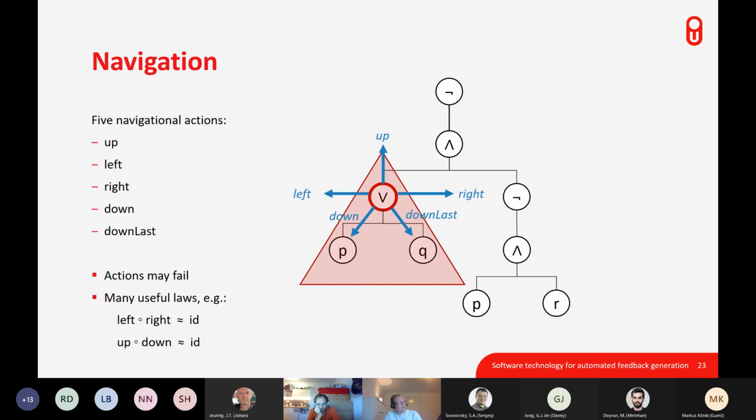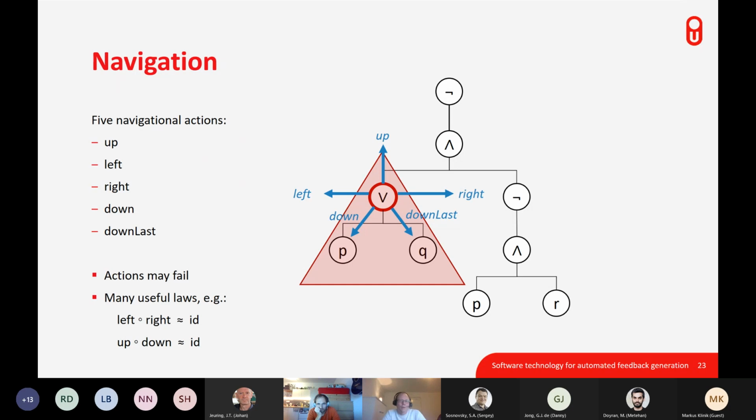Now I have 5 navigational actions, 5 things that I can do given such a cursor within my tree. I can go up to my parent node, I can move left and I can move right to my siblings, or I can visit one of my children. If I go down, I visit my first child. If I use down last, I visit my last child. And with these 5 navigational actions, you can of course traverse full trees and basically reach every point in the tree.